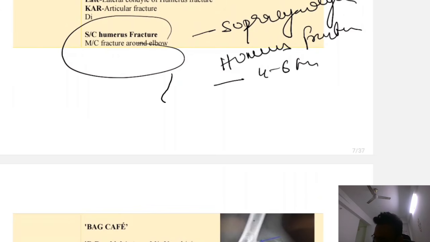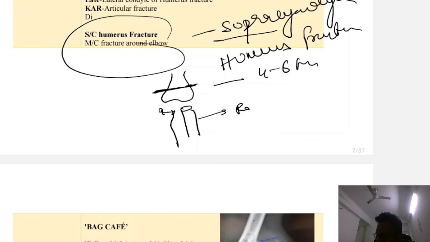So this is the humerus. This is the radius. This is the ulna. The name in itself suggests supracondylar, so it is the fracture above the condyle. This is the fracture line in supracondylar humerus fracture. This is the radius, this is the ulna. The name in itself suggests supracondylar humerus fracture.